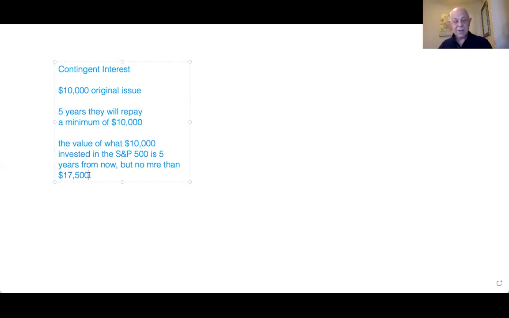And so you look at this and you go, what is this? That's not really interest. Interest is based on the cost of capital, based on the cost of money. The value of the S&P 500 5 years from now has nothing to do with interest rates. So what is this instrument? And if this is issued by a bank and you ask the bank, when they take in the $10,000, what do they do with it to make sure that they're going to be able to make these payments? What they're probably doing is buying a 5-year zero coupon treasury.